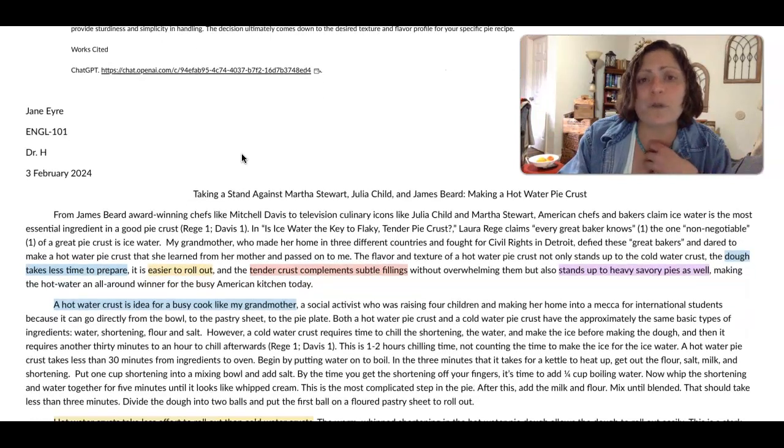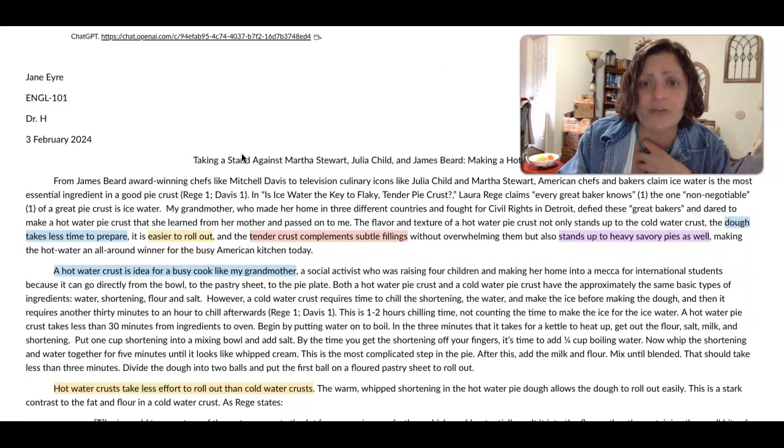Because not only do you want to know that what I'm saying about my pie crust is accurate, you want to know that I'm giving an accurate reflection of what a cold water pie crust is. And by saying, well, I'm pulling this from a James Beard chef and from a writer at Martha Stewart, that's probably pretty accurate.